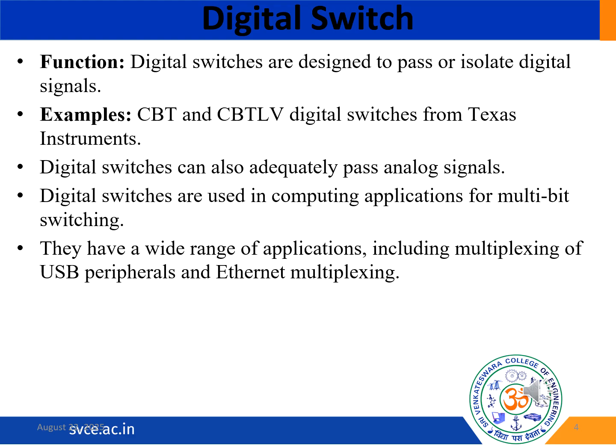So next we'll move on to digital switch. So a digital switch is nothing but a switch designed to pass or isolate digital signals. So we have some examples. So we call them CBT and CBTLV. So these are the digital switches from Texas Instruments. So digital switches can also adequately pass analog signals, and they are used in computing applications for multi-bit switching, and there are so many wide-ranging applications for digital switches. So it includes multiplexing of USB terminal peripherals and Ethernet multiplexing.